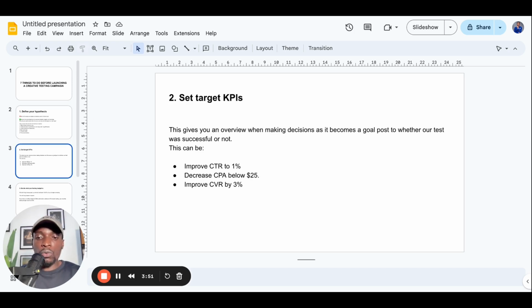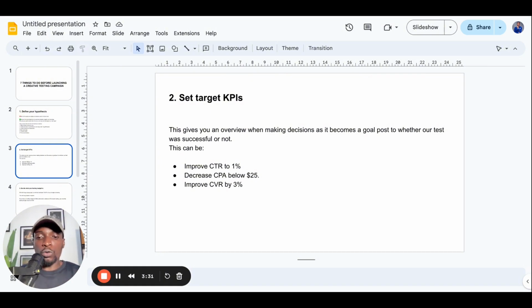Now, the second thing you want to do when it comes to testing creative is setting your target and KPIs. Now, if you don't have a goal, if you don't have a target or KPIs that you want to achieve, then you would not know if your test is successful or not. So when you set your target, it gives you an overview when you make decisions, as it becomes your goalpost to whether your test was successful or not.